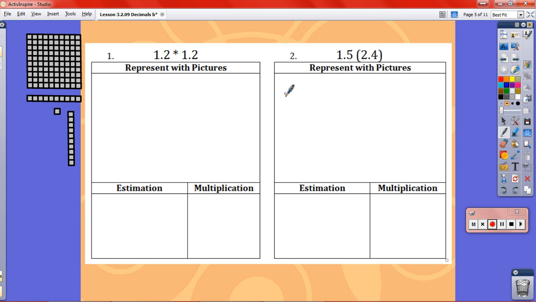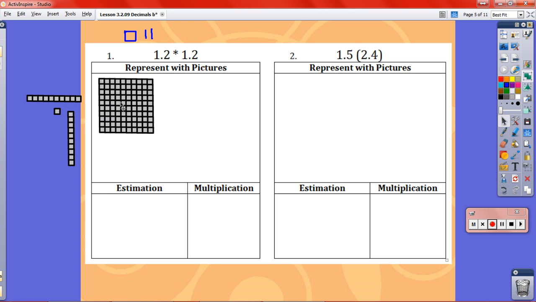Alright, so now let's move on to actually multiplying decimals by decimals. Now we've been representing these with pictures. We've been representing 1 and 2 tenths as 1 square and 2 lines. So I'm still going to do that. I'm going to go ahead and use one of these, like so.